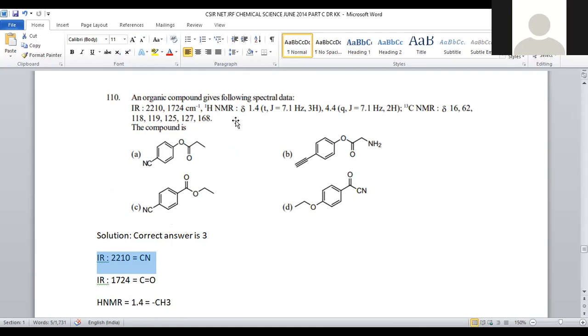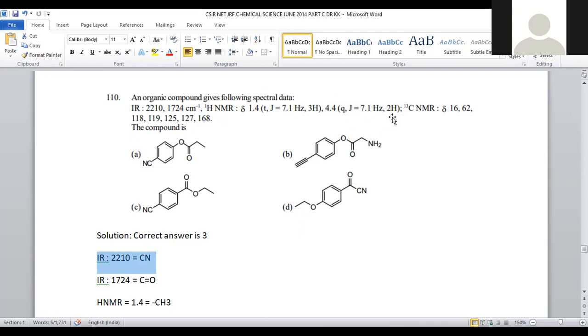Let us move on to the proton NMR data. 1.4 is a characteristic peak for methyl. So 3 hydrogens at 1.4 clearly indicate that we have a methyl functional group. In compound 1, methyl is there; in compound 2, methyl is not there, so you can discard this. Compound 3 has methyl, and compound 4 also has methyl. So there is a possibility.